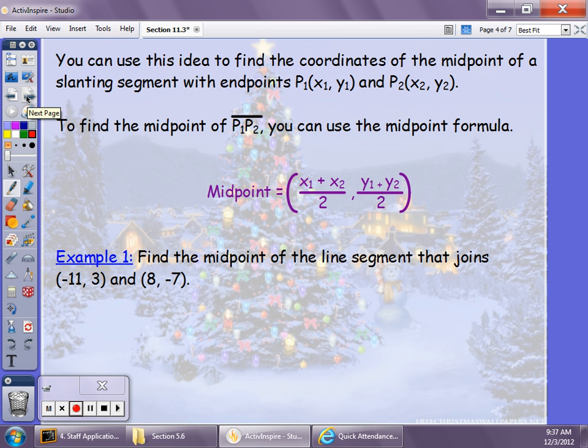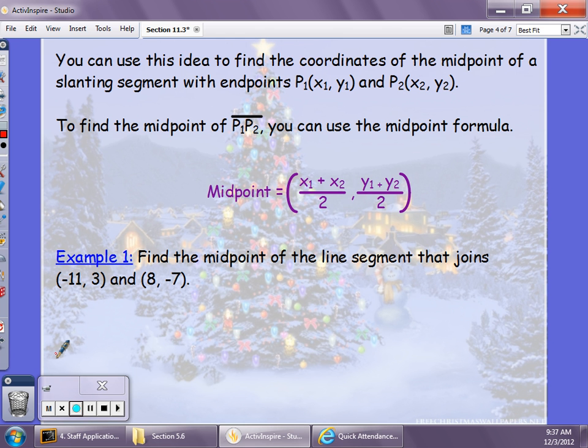You can use this idea to find the coordinates of the midpoint of any slanting segment that has endpoints at point 1, which we're going to call x1 and y1, and point 2, which we're going to call x2 and y2. To find the midpoint of any 2 points, you can use the midpoint formula. The midpoint formula says you take the x values, so x1 plus x2, and average them. And you also take the y values, which is y1 plus y2, and average them as well. And that will give you the midpoint.